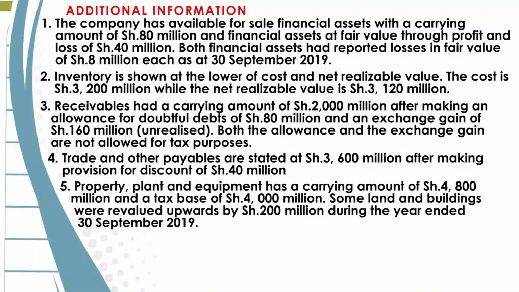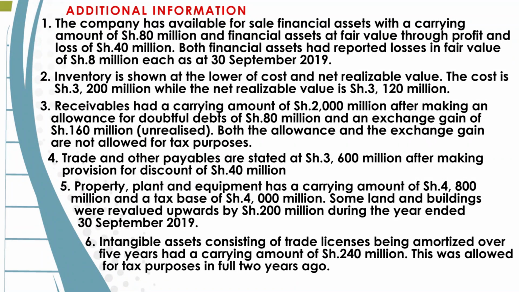Intangible assets. For the intangible assets, we are told this consisted of trade licenses being amortized over a period of 5 years and had a carrying amount of 240. Carrying amount is already given, but you're told that this was allowed for tax purposes in full 2 years ago.